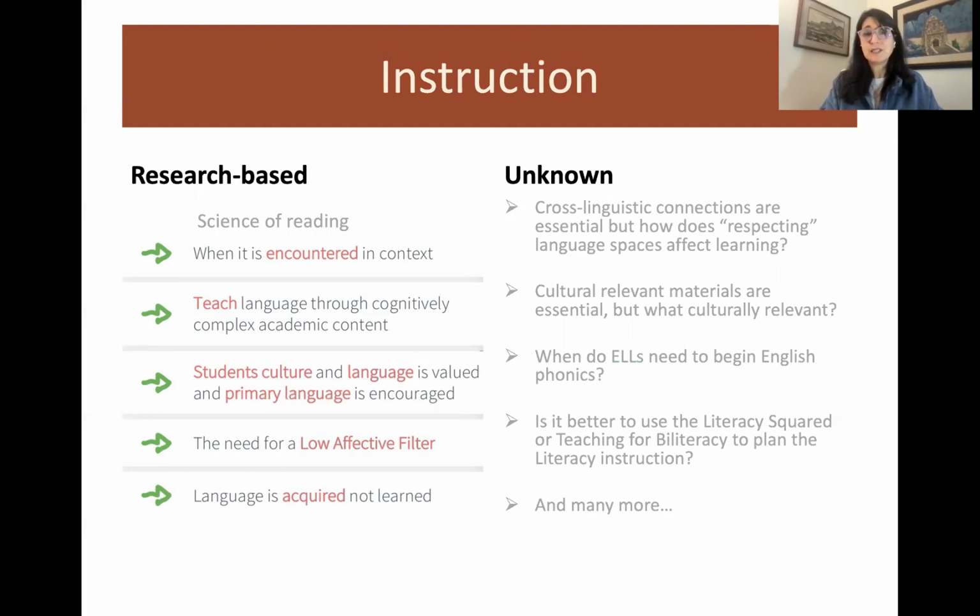And students' culture and language is valued, and primary language is encouraged, or fundamental in our case, and there is the need for a low affective filter. So this is, as we know from Krashen, key. The lower the affective filter, that is the less stress and the more joyful and the more welcoming the student feels, the more the student can learn. And language is acquired and not learned. And this is crucial to counter or to oppose the theory of the proponents of immersion, the sink or swim, the swim or sink proponents.